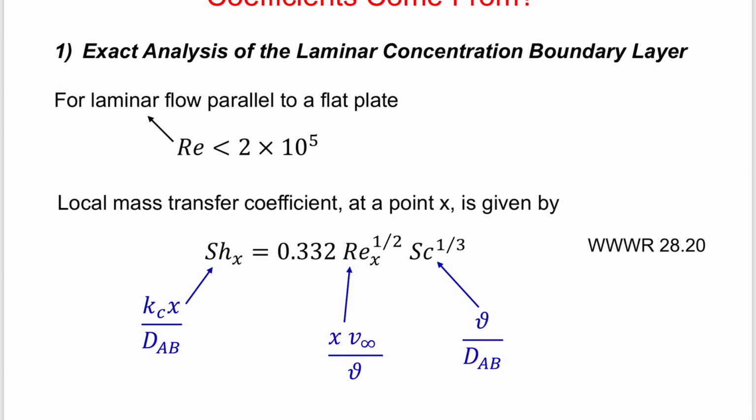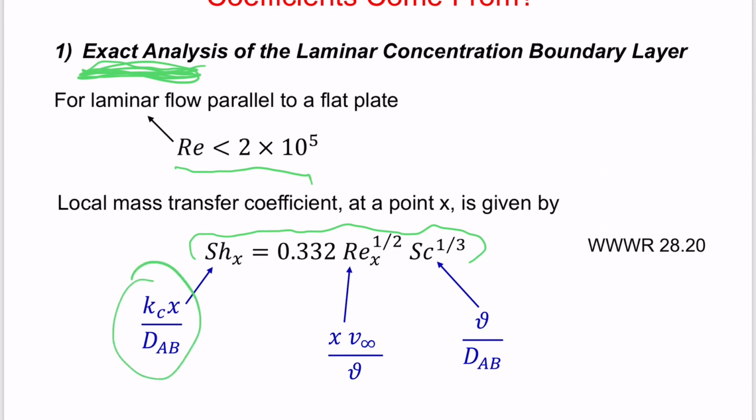Okay, so for this example, this comes from an exact analysis, but you don't need to know where it comes from, just so that you have an idea. If you have laminar flow parallel to a flat plate, and for a flat plate, laminar flow means that your Reynolds number is less than 200,000, then you can use this expression here. And it relates the Sherwood number to the Reynolds number and the Schmidt number. And this is just magical math that someone else did for us. Thank you, whoever they were, to vastly simplify our work.